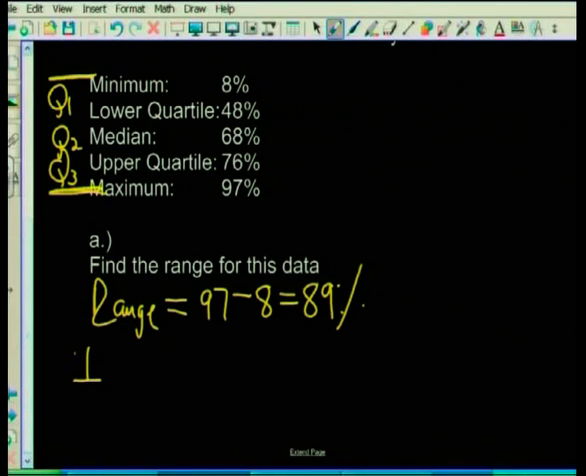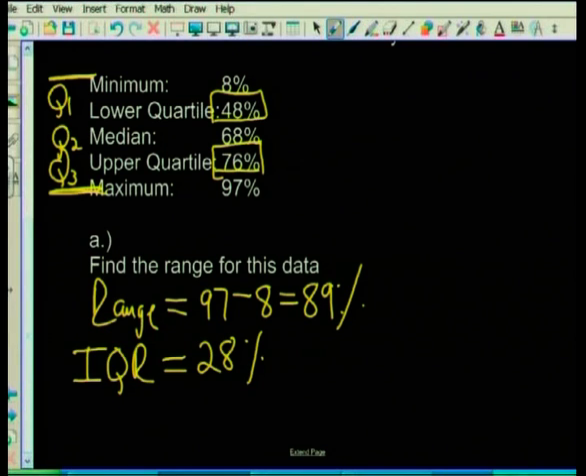The next question asks me for the interquartile range. So for the IQR, I'm going to say 76 minus 48. So 76 minus 48. And that gives me 28%.